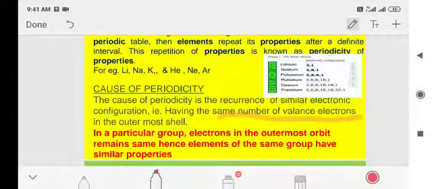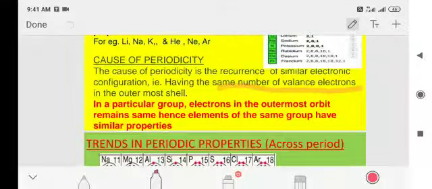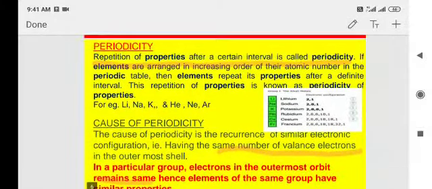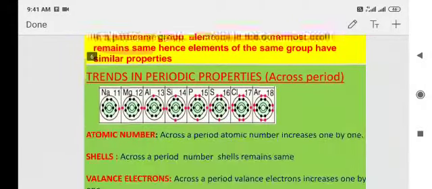Then the last line I wrote there: in a group, properties remain the same. Just see, the property remains the same because again the valence electrons are the same. That is why elements in the same group show the same properties. Okay, that's all about periodicity. So because of this repetition of property in this table, we call this table a periodic table.